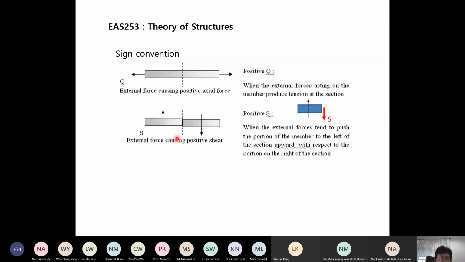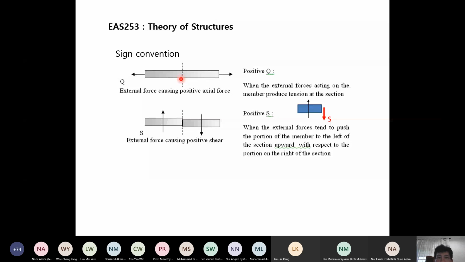Remember class, in what we have learned, shear effect, there is the tendency of sliding to happen at the section. So if you look at this diagram here, positive shear means that whatever forces are acting on this beam tend to push this part, which is on the left side of the section, upwards relative to the right side here. So this is what happens. Positive Q means this section tends to be pulled in tension.